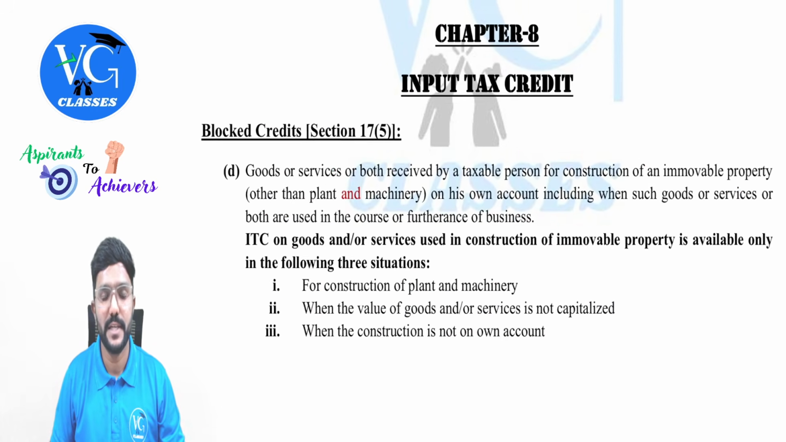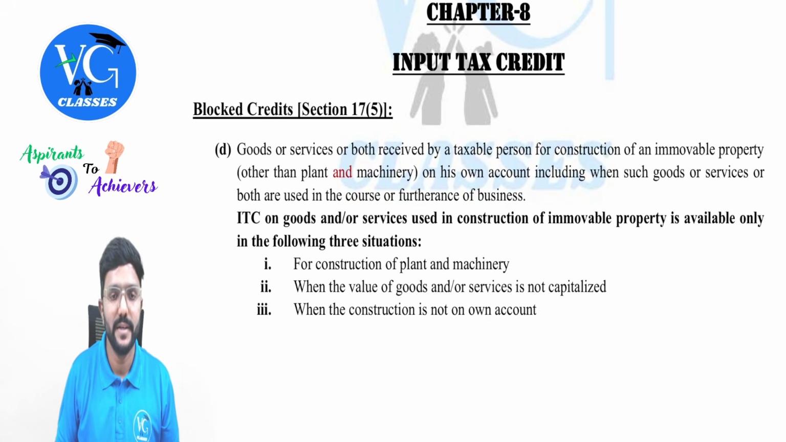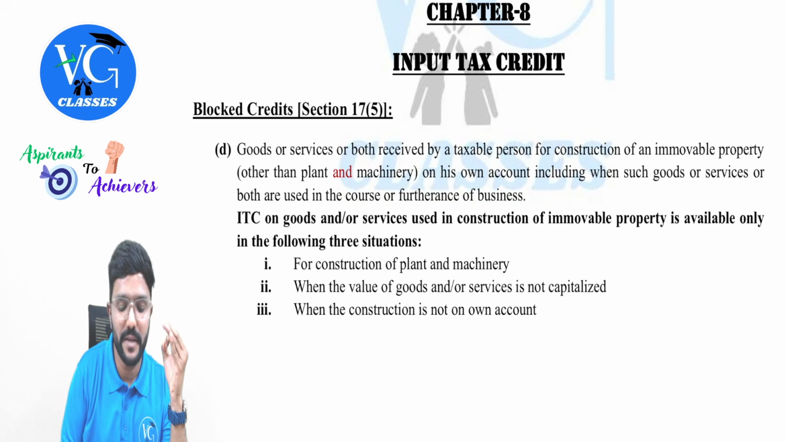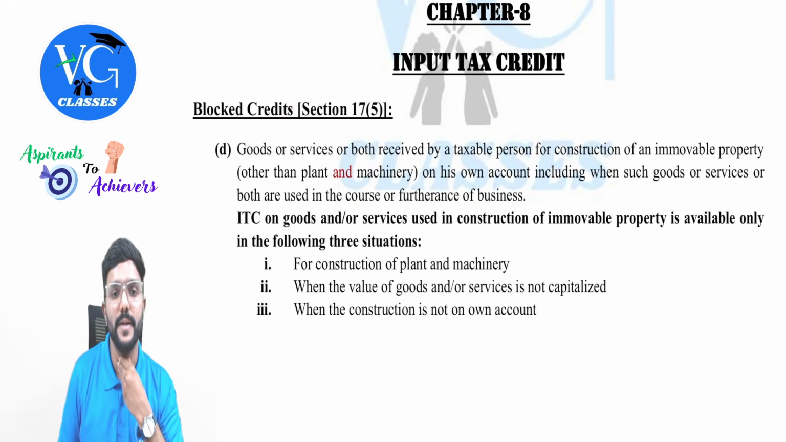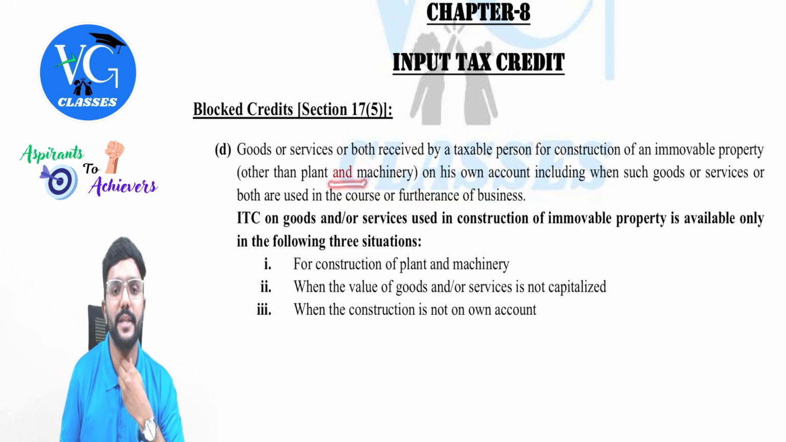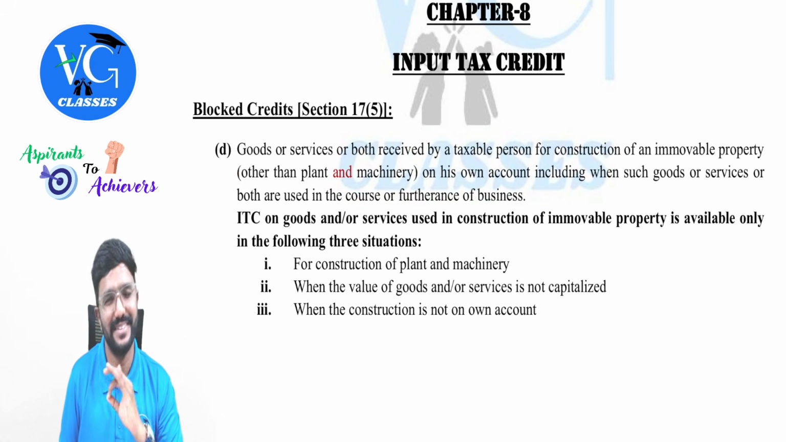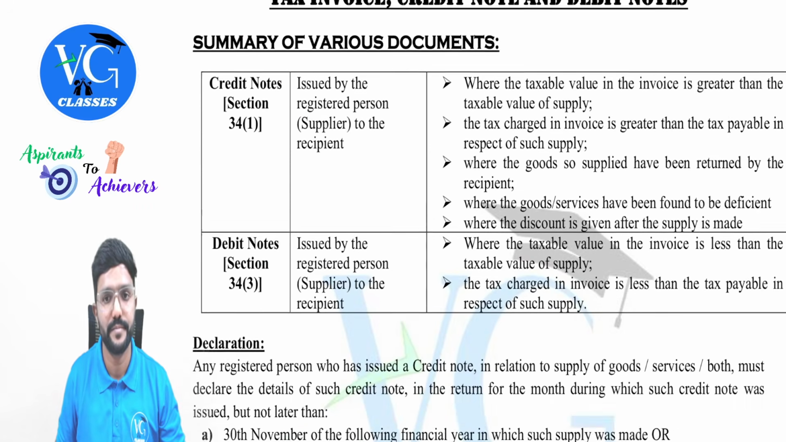Next amendment is with respect to input tax credit, a small amendment, guys. What is it, sir? Guys, under block credit, which is given in section 17, subsection 5, clause D, there in brackets 'other than plant or machinery' was there. Now instead of 'or', they have made it 'and'. That's the amendment, a small amendment. Instead of 'or', it has been made 'and'. Got it? Rest all the provisions remain the same.